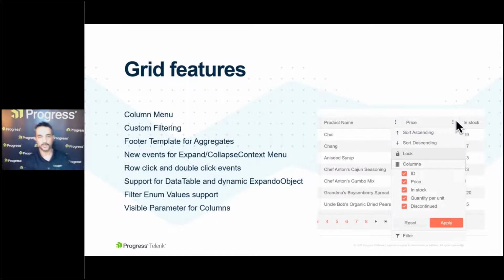Row click and double click events are also surfaced now in the data grid, and we have more support for data this time around. So data table and dynamic expando objects are now supported by the grid, and this is a feature that was asked for by customers, so people should be happy to have those dynamic objects supported in the data grid now. We also have filter enum values supported, and we've integrated the visible parameter to the column.